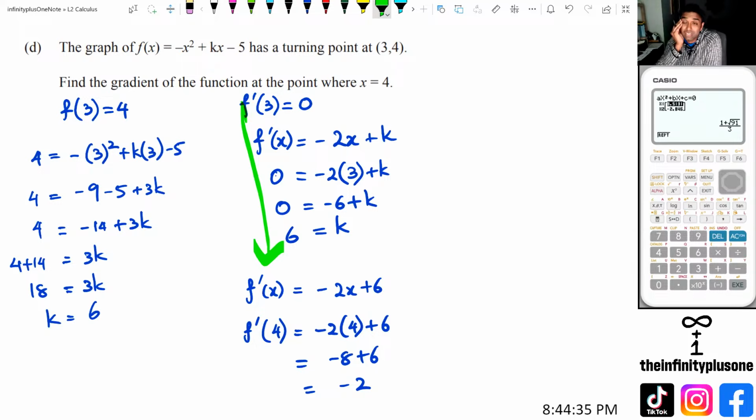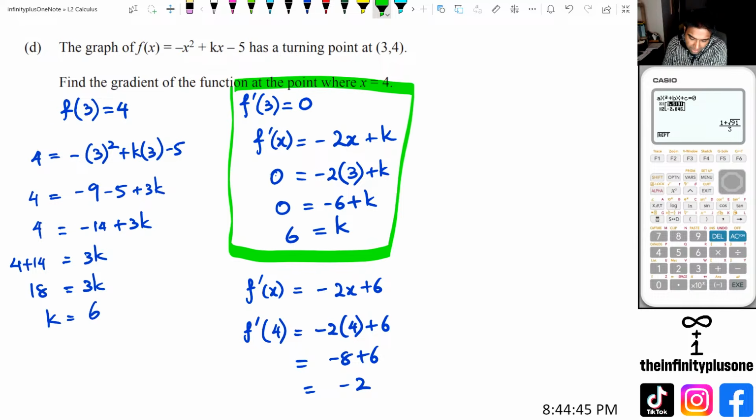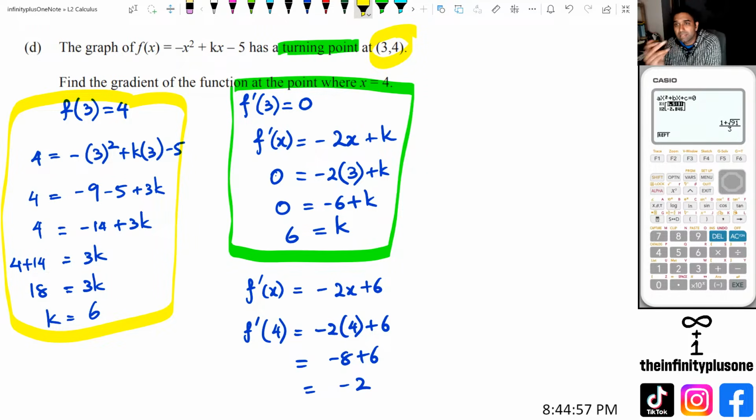But that's assuming they said the turning point. If they didn't say that there was a turning point, then you wouldn't be able to do the working in the green box. The only reason you could do that was because they said it had a turning point. But if they said something like the curve goes through this point here, then you have to use the method in the yellow box.